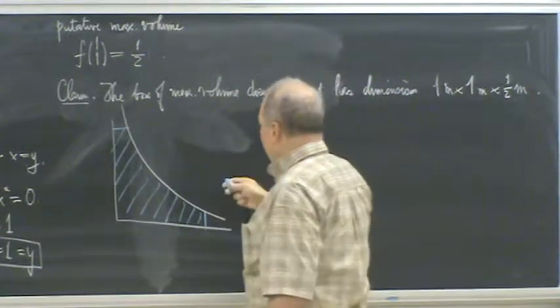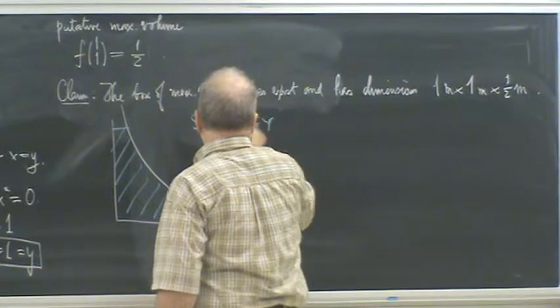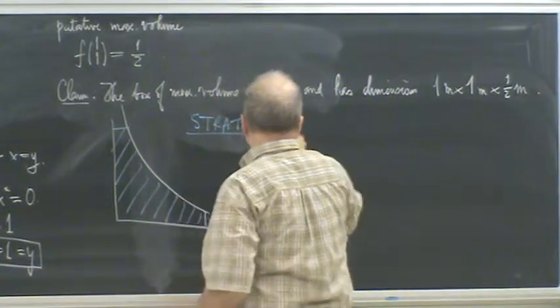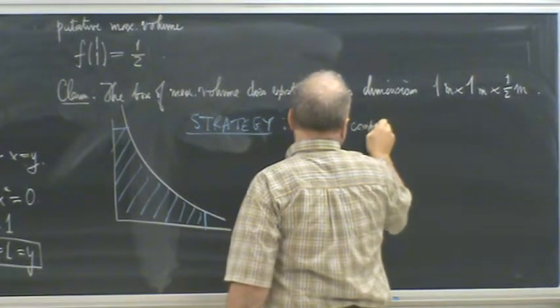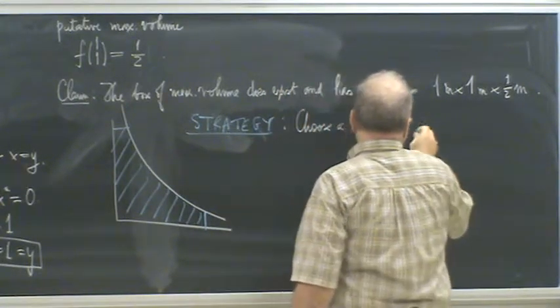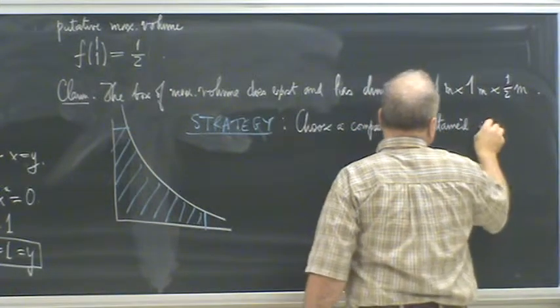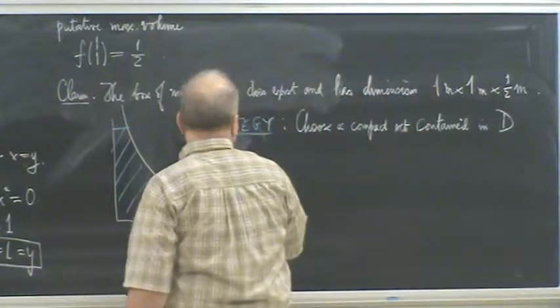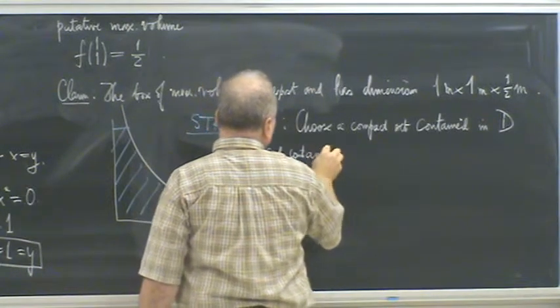So the strategy here is: choose a compact set contained in my domain D and containing my critical point, of course.